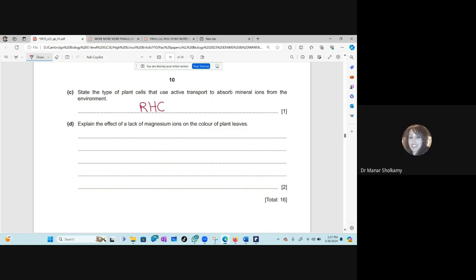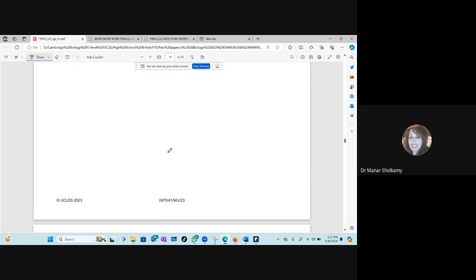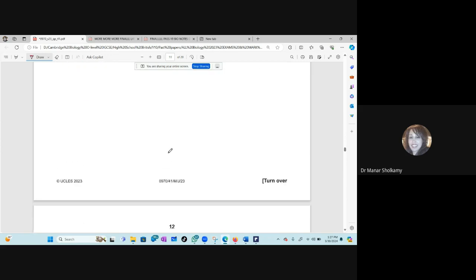Root hair cell. Explain the effect of the lack of magnesium on the color of the plant leaves. 2 marks. Magnesium is needed to make what? Chlorophyll. Yes, chlorophyll. Now, when there is no chlorophyll, don't just write yellow leaf. There will be no photosynthesis, and the leaves will become yellow. It's called chlorosis, by the way. Okay, this is enough. Easy exam.